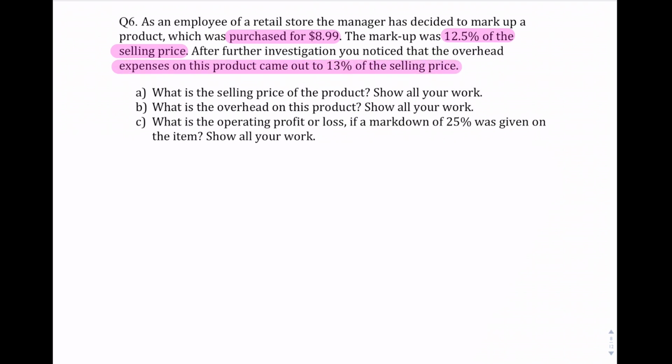Okay, so that's our givens. We're going to just write them in. We have the cost is $8.99. Markup is 12.5% of the selling price, so times S. And our expenses are 13% of the selling price.